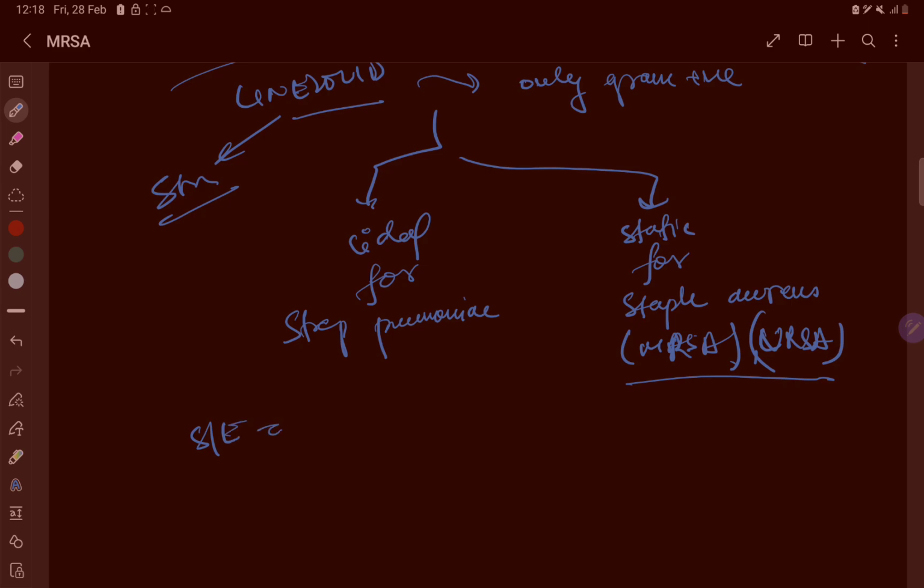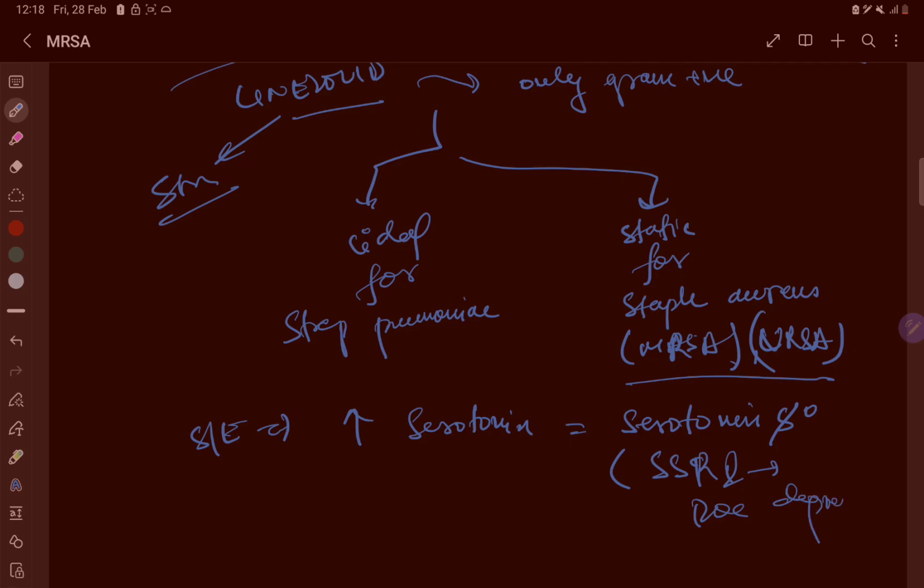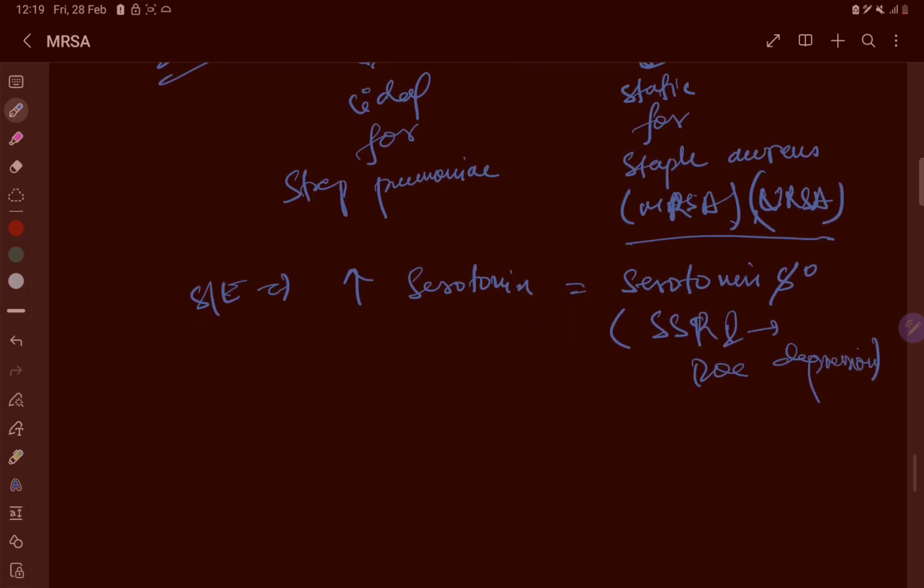एंड साइड इफ़ेक्ट में क्या होगा? इंक्रीज इन द सेरोटोनिन causing serotonin syndrome, which is also present in SSRI drugs, which are drugs of choice for depression. It also, side effect में इसका आएगा thrombocytopenia. So we have to monitor the platelet count. Okay.